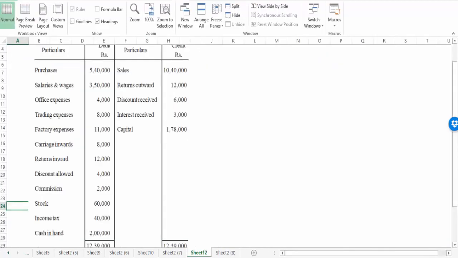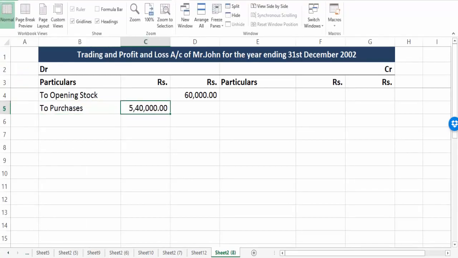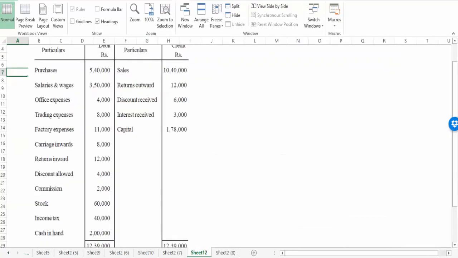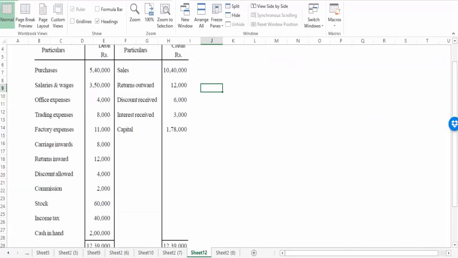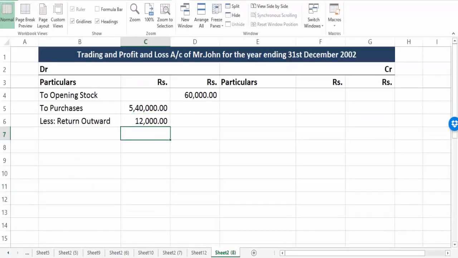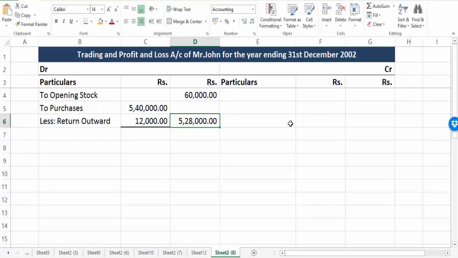Then let's try to capture items related to trading account. We have this purchases 5,40,000, we'll have it in inner column. To purchases 5,40,000. Why inner column? Because there is a purchase return written. So where is it written? Here we have return outward of 12,000. So less, we'll say return outward, 12,000. So we are going to have net purchases 5,40,000 minus 12,000, which is 5,28,000. So that is taken care.